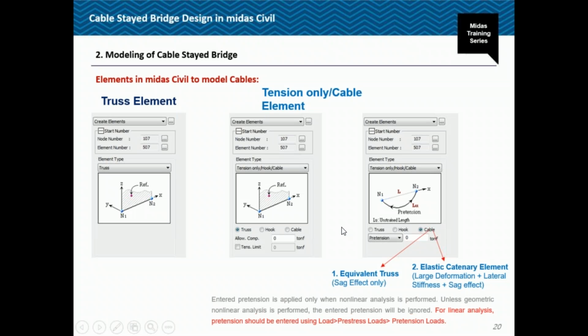And we have a cable element, and this cable element is internally converted into two types based on the analysis type. First, if you perform a linear analysis, then the cable element would be converted to an equivalent truss, where it will consider the sag effect of the cable. When you are performing a geometric nonlinear analysis, at that time this cable element would be converted to an elastic catenary element, where you can accumulate the large deformation and the large lateral stiffness and also consider the sag effect.